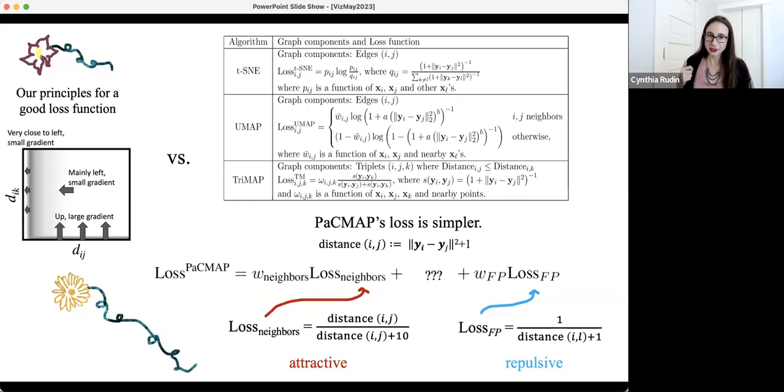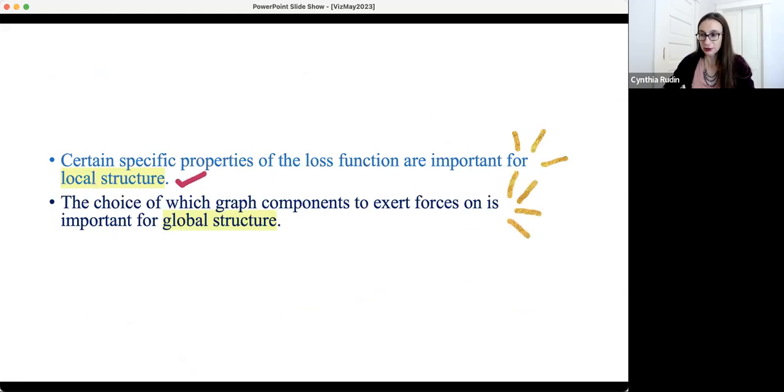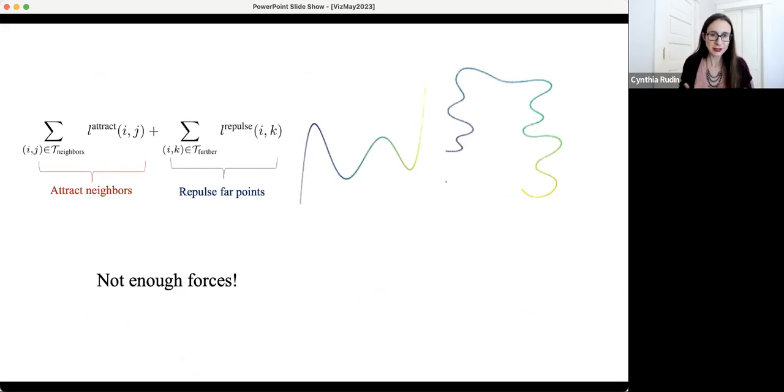The third term I haven't told you yet. This one deals with global structure. So now I'm going to switch over to talking about global structure. As I mentioned earlier, we have this issue that there are just not enough forces if you attract your neighbors and repulse further points. It's really problematic, and it affects UMAP and t-SNE really badly. In fact, this result, where it was supposed to leave this alone but didn't, is actually a result of UMAP.